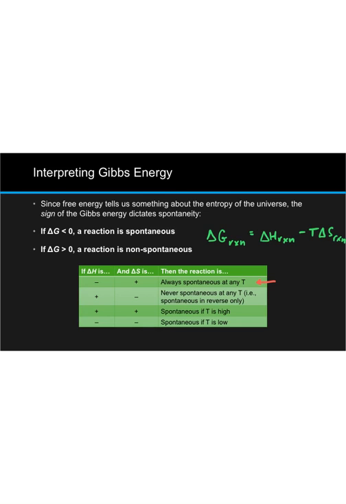An endothermic reaction, one in which delta H is positive and has a negative delta S, meaning that entropy is decreased, can never be spontaneous. This is because a positive number minus a negative number can only ever be positive.